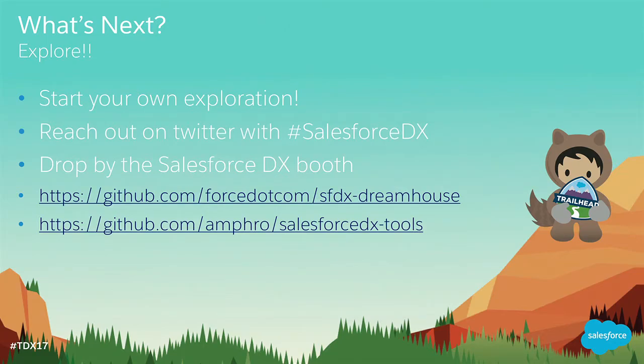So the Dreamhouse repo, there's a link up there. I highly encourage you to check out the Dreamhouse app and push it. It's a great way to play around with DX without trying to do it in your production org. And also, everything I did here in the demo is in this repo that I pushed up to my own GitHub account. I even took some of them a little bit further. I added some validation and some additional things so you can see where you could take it as the next step. So check that out if it's useful.